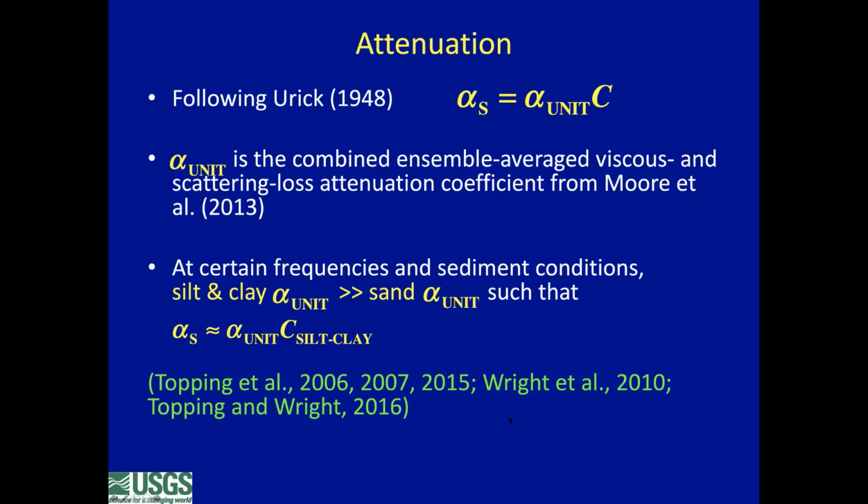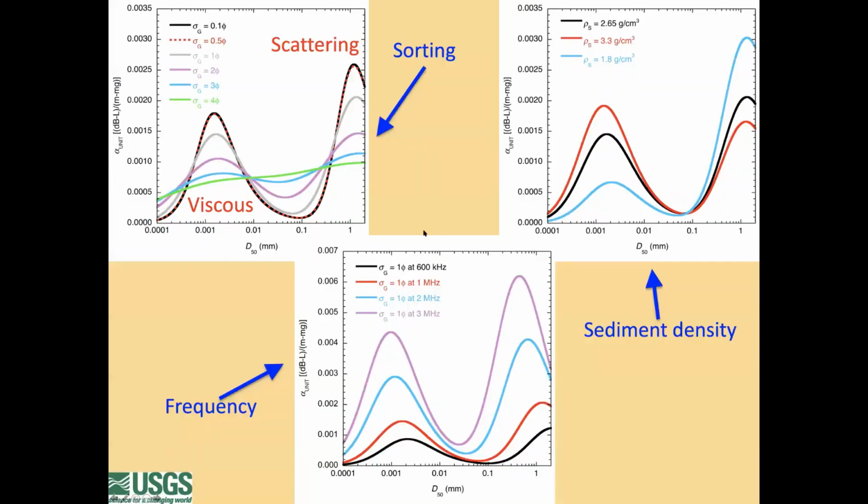Now there are some caveats to that. So this is a plot of the D50 of sand, or sediment in suspension rather. This is alpha unit with some goofy units on it. Basically it shows, for different sortings, as you go from a very tight distribution to a very poorly sorted distribution, how the peaks in the viscous and scattering loss ranges change.